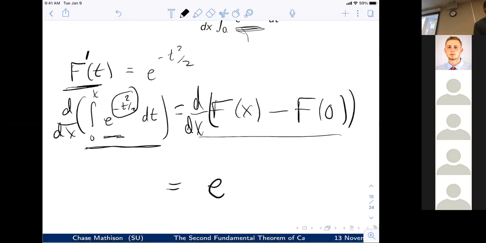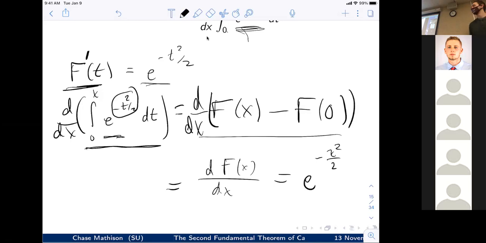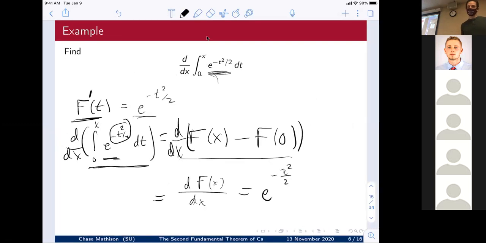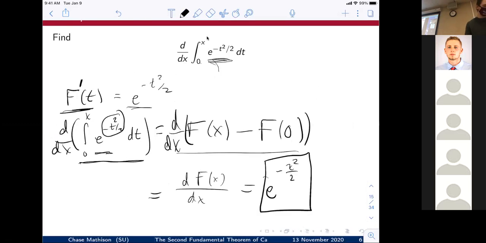It's going to give me e to the, well, let me write this out. This is the derivative of big F of x with respect to x, right? So that's big F prime of x. What is big F prime of x? Little f of x. Little f, yeah, and little f was this guy, right? So we're going to get e to the negative x squared divided by 2. And that's our answer. We are done. Any questions on that?